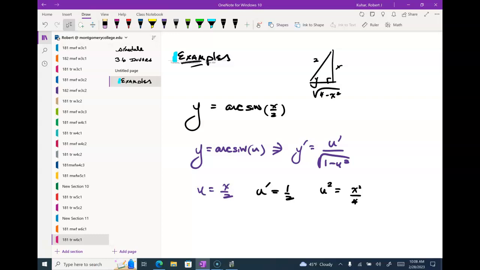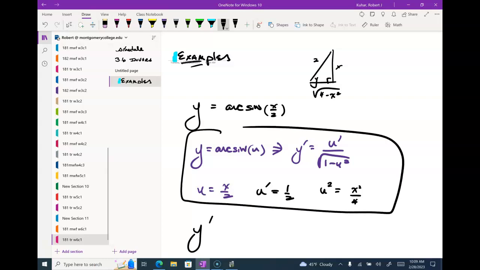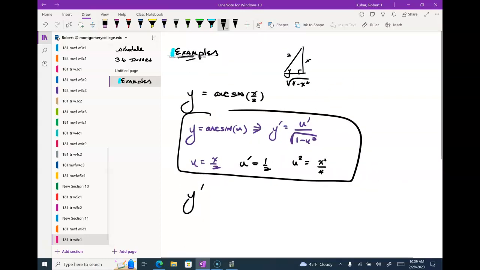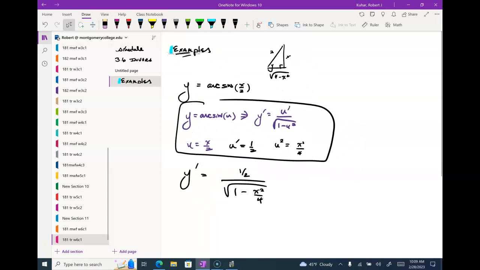And now plug and chug. 4-step process. Find u prime, find u squared, plug and chug. So what do I get for y prime now? So this is all side work, right? What do I get for y prime? I get 1/2 over square root of 1 minus x squared over 4. Am I done? The calculus is done.